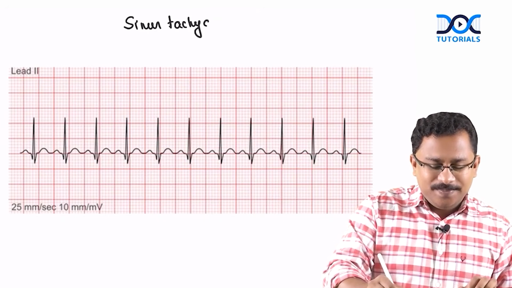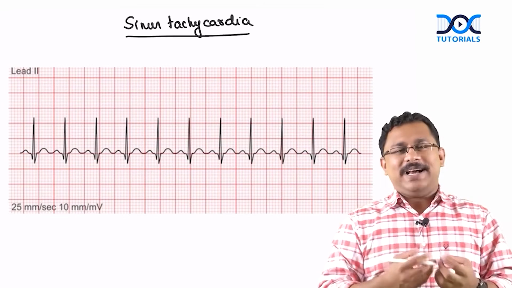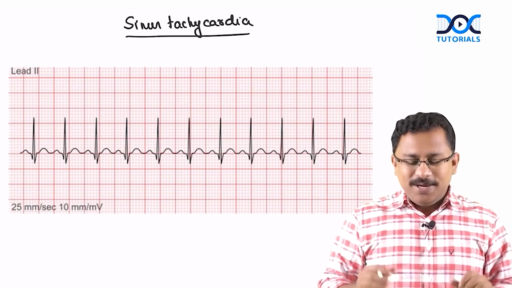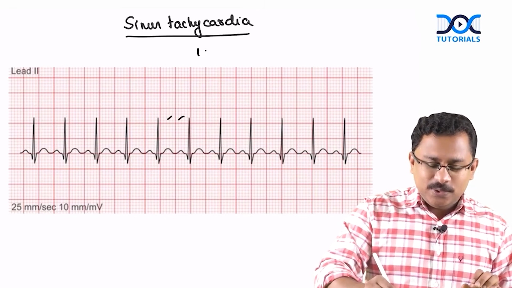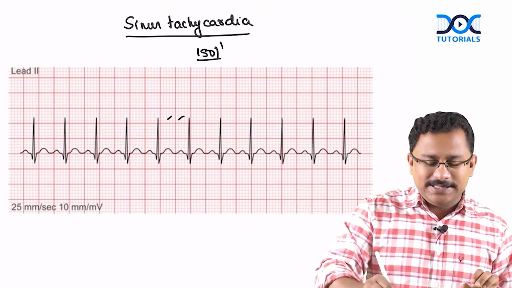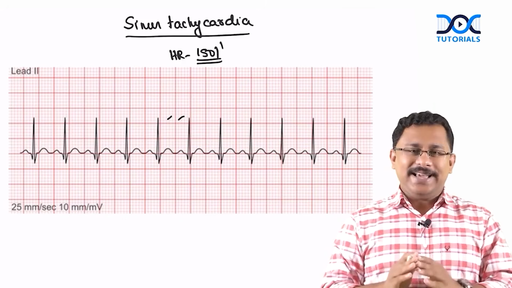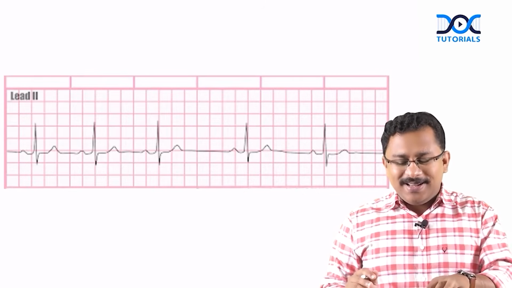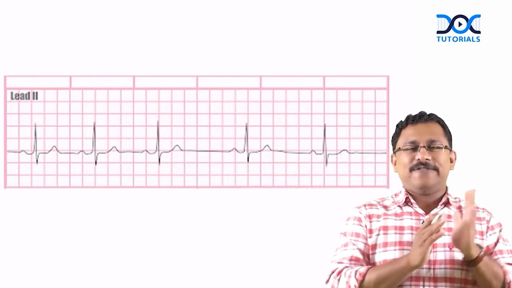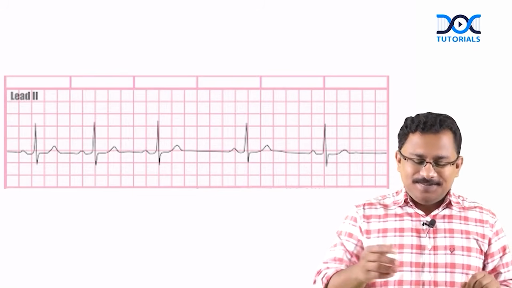Now the next sub-rhythm is sinus tachycardia. So here also every P wave is followed by a QRS, but you see here the rate, it's just 2 large squares. So again 150 per minute is the heart rate. Okay, so this is a sinus tachycardia. All right.